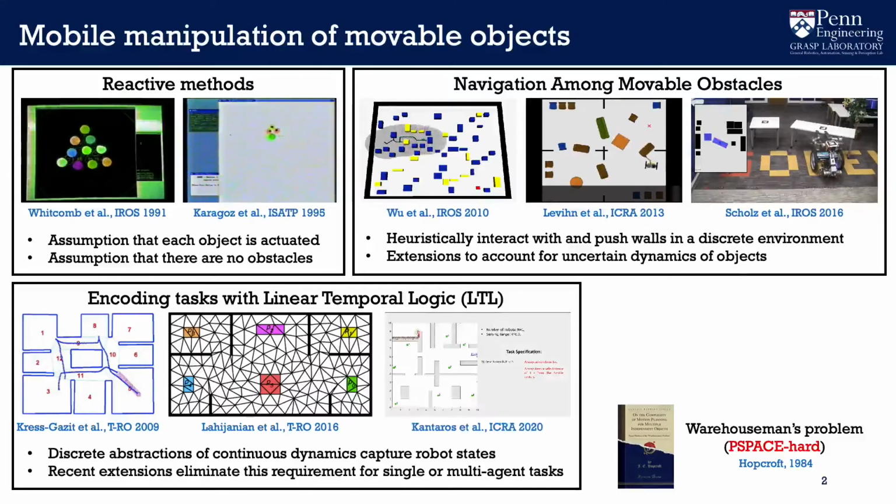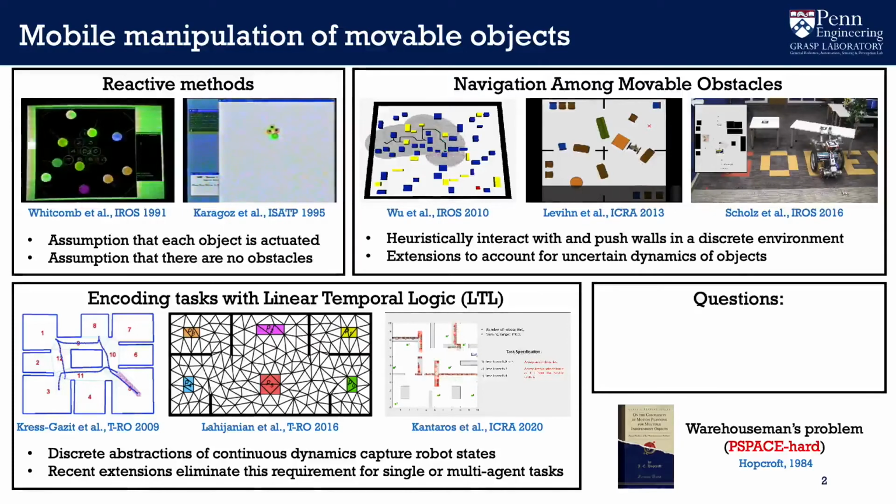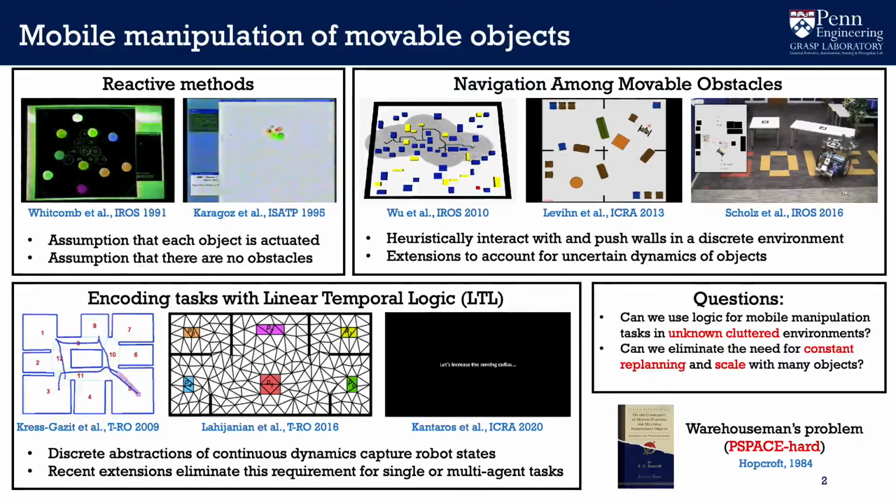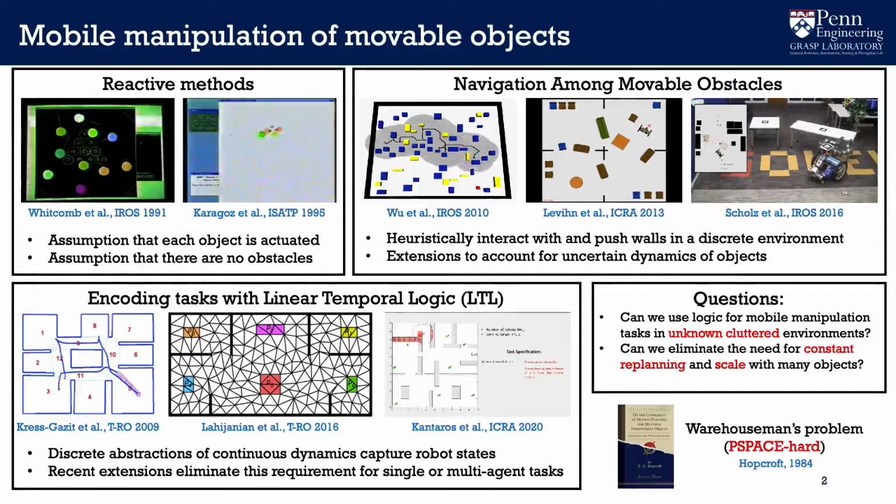But recent extensions showed how to eliminate this requirement and employ linear temporal logic in unexplored environments for a single or multiple robots. So in this work, we wanted to see whether we can transfer these results and use logic planning to solve mobile manipulation tasks in unknown environments, whether we can eliminate the need for constant replanning and also scale with many objects, and finally whether we can give any formal guarantees.